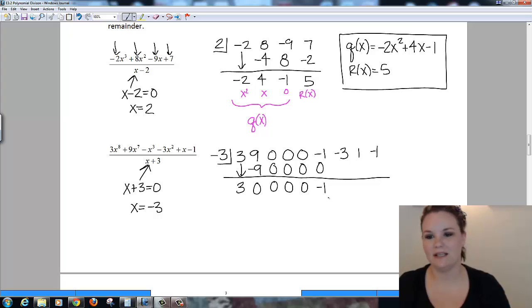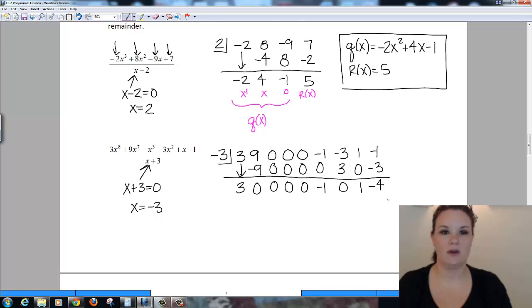This time when I combine down, I get -1. -1 times the -3 in my box is +3. I combine down, I get 0. 0 times the -3 in my box is 0. I combine down, I get 1. 1 times the -3 in my box is -3. So my last number when I combine down is -4.